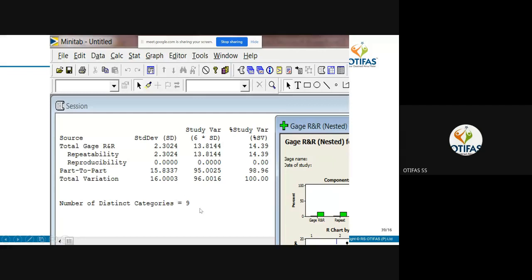One more thing: there are two conditions for acceptance. One is that the percentage study variation for the total gauge R&R should be less than 10%. The second condition is that your NDC is more than 5. What do you understand by NDC? If NDC is less than 5, what does that mean? Any idea?